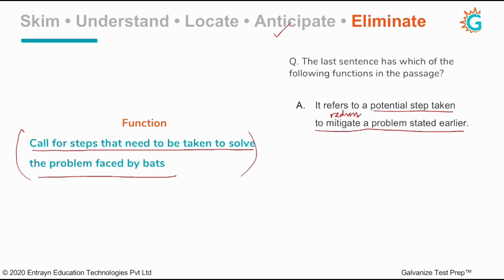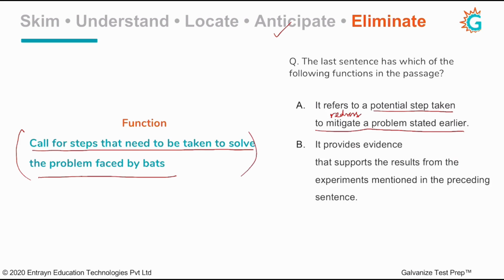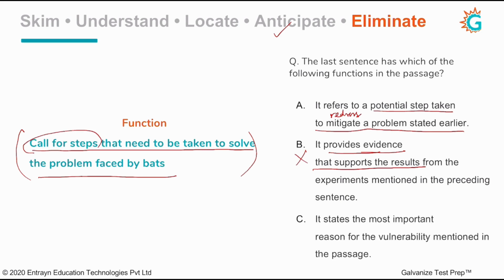Okay, let's look at choices B and C as well. Choice B says that the last sentence provides evidence that supports the results from the experiments mentioned in the preceding sentence. Now, this is not correct. The last sentence does not provide evidence. That was a previous sentence. The last sentence is basically calling for a solution to solve the problem. So, B is incorrect. And look at C. The function of the last sentence in the passage is that it states the most important reason for the vulnerability mentioned in the passage. No, it does not talk about the most important reason for the vulnerability. It calls for a step to solve the problem. All right, so choice A is correct. The last sentence of the passage refers to a potential step to solve the problem.